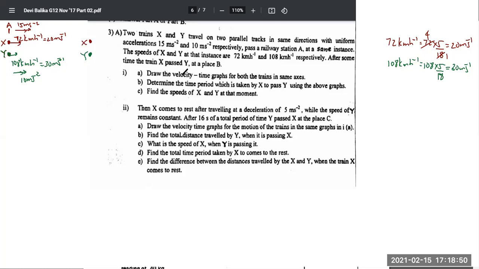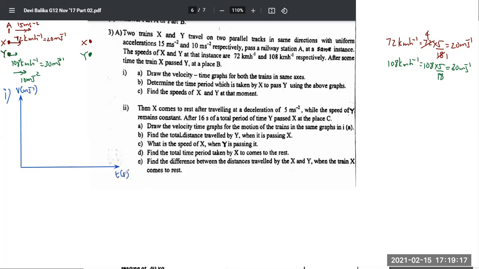Draw the velocity-time graphs of both the trains on the same axes. So let's start with that quickly. Part one, you have to draw the velocity-time graph. Let's quickly draw the axes, the velocity axis and then the time axis. Right, so your graph should have looked like this. Velocity in meters per second, time in seconds.